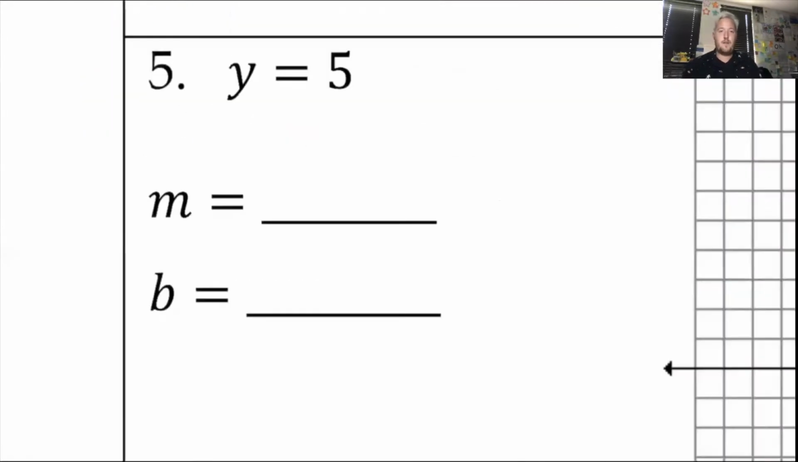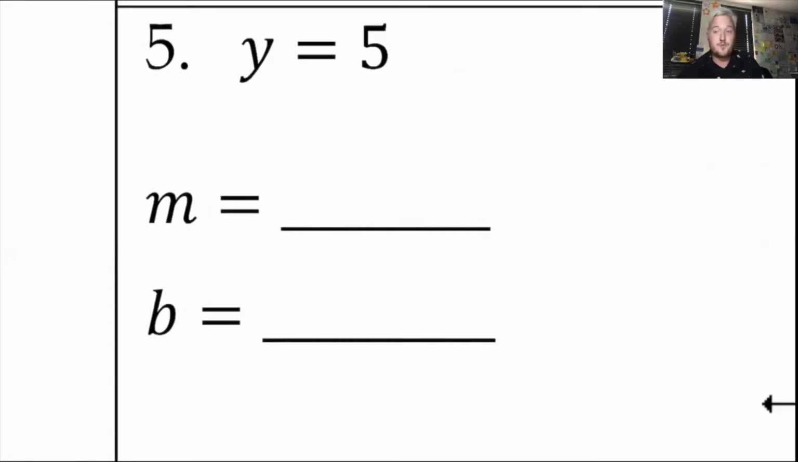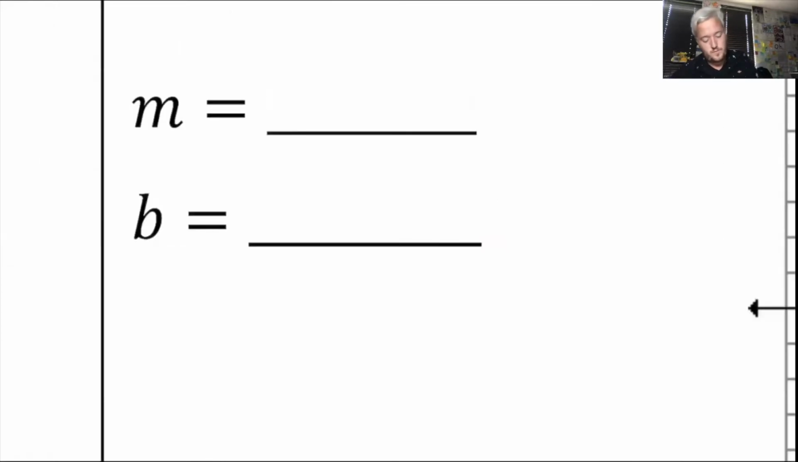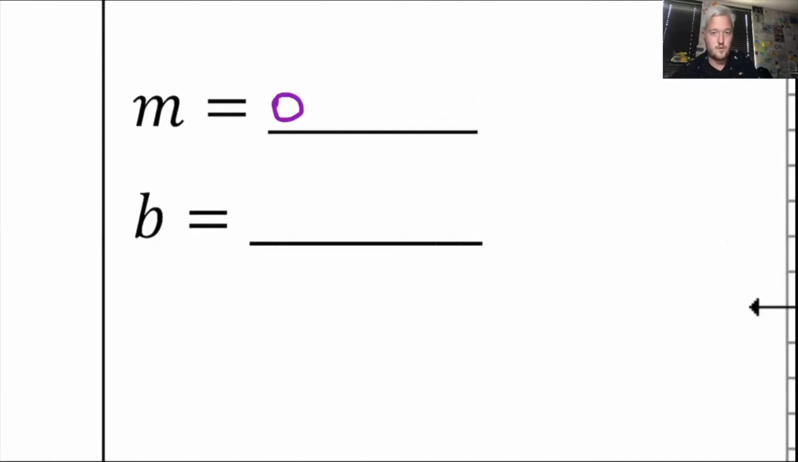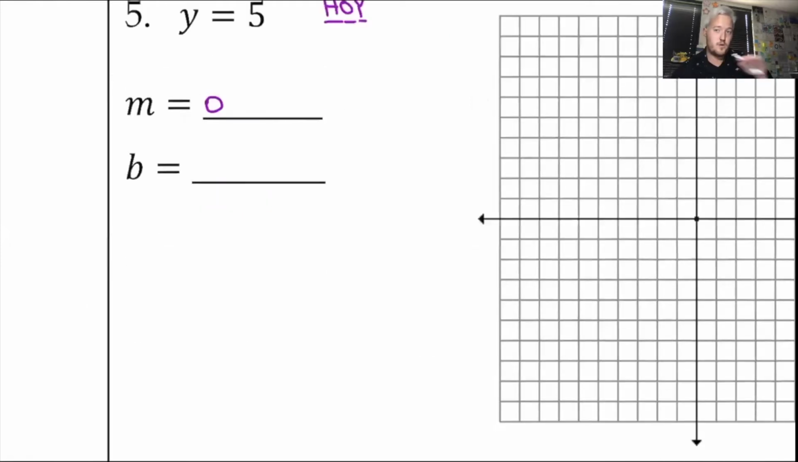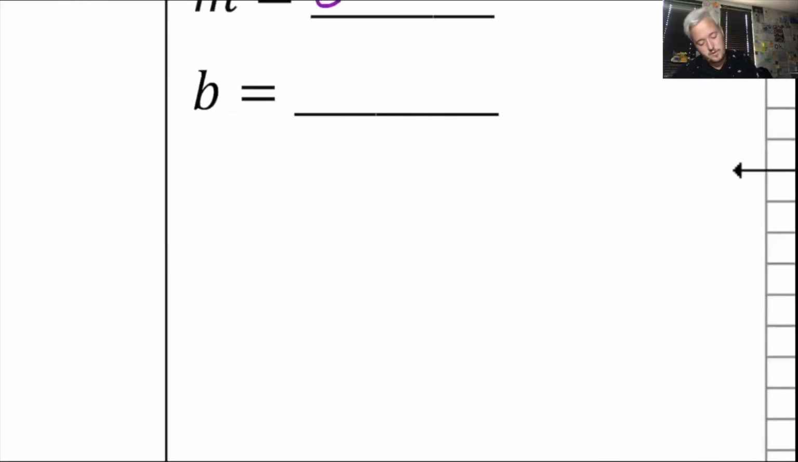For number 5, you see how we have y equals a number, so y equals 5. Notice how there's no variable. This is an indicator that this is going to be a Hoy-Bucks problem. If you remember, we have a y equals, which means this is going to be Hoy. So we have a horizontal line with 0 slope, and it's a y equals equation. So our slope is going to be 0. That's from the middle term right here.